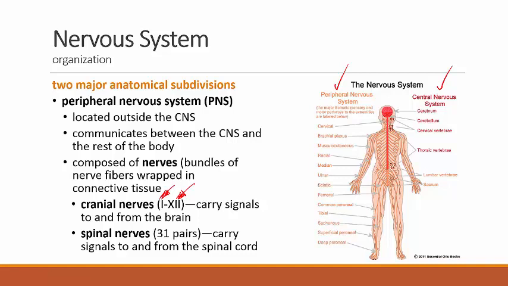And then there are the spinal nerves. There's 31 of them, and they exit the spinal cord in between the vertebra. So there's special channels that make space for the spinal nerves to be able to exit the spinal cord.